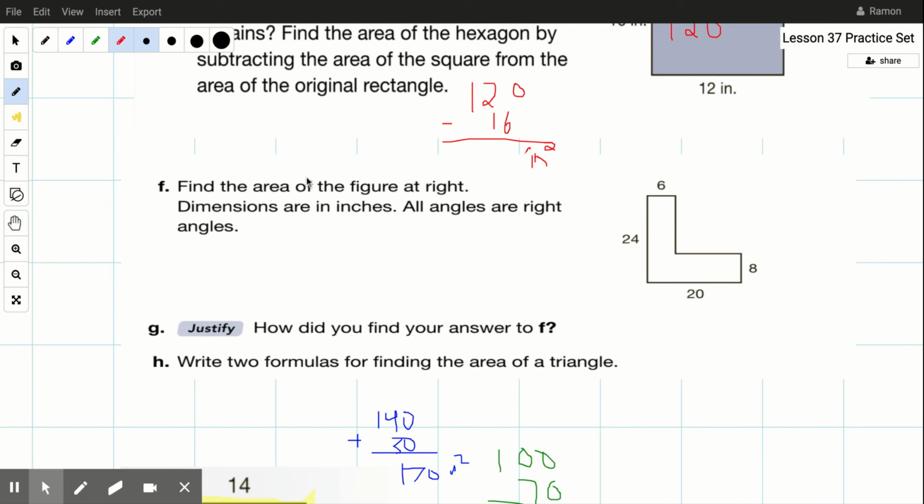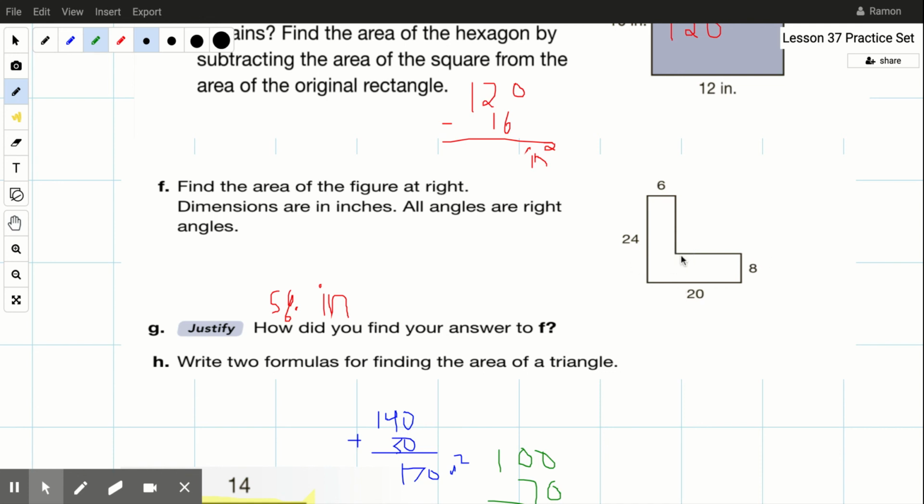For F, we want to find the area of this figure at the right. Dimensions are in inches. So since we're dealing with area, our answer is going to be in inches squared or squared inches. I'll go squared inches this time. All angles are right angles, which means we can split it up into rectangles. So again, how you decide to do this doesn't really matter. You could do it this way, or you could do it this way. Either way, you'll end up with something similar.